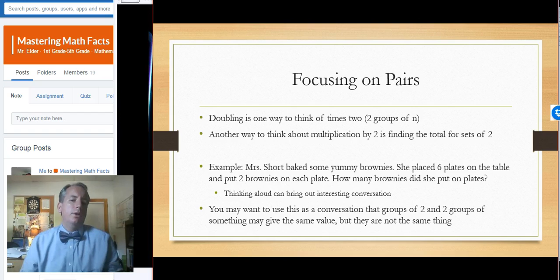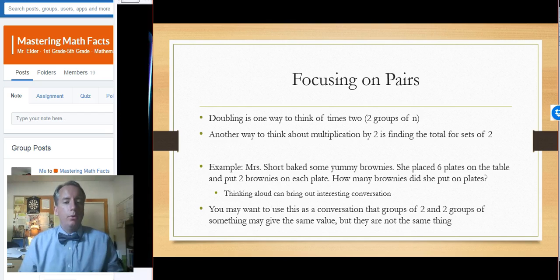1 hairpin goes in, 2 comes out. So that's 2 times something, right? So it's 2 groups of whatever. 2 groups of the 5 coins, 2 groups of the 6 roses, 2 groups of the 1 hairpin. But that's not the only way we think about pairs. Right? Another way we think about pairs is when the sets actually have 2 in them.